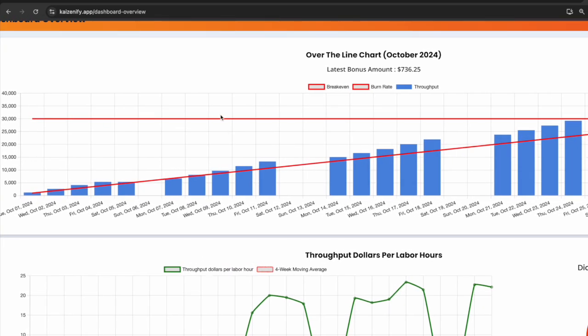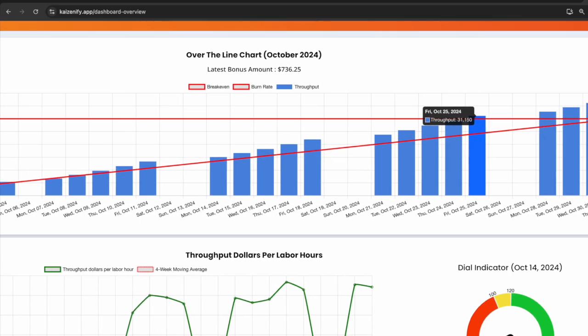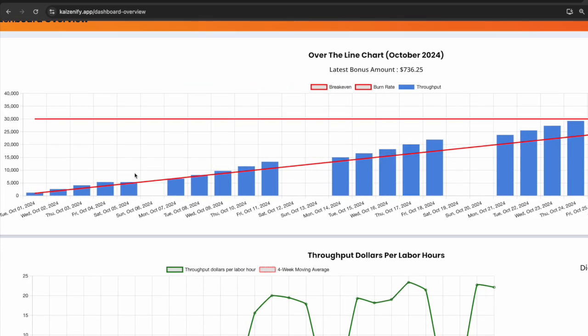So this line here is the break-even line. That's the data that you entered. In my case, I said $30,000 is my break-even line. This red line, diagonal line here, is the burn rate line, and that's telling me how much I need to make every day to break even.